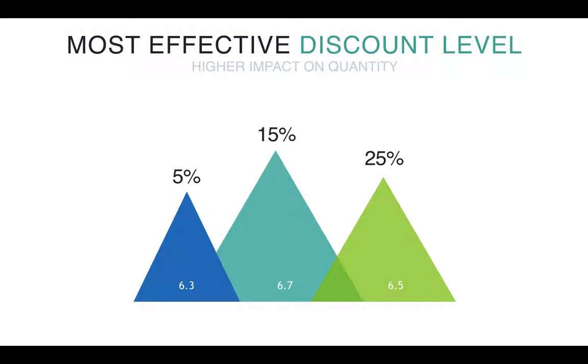Furthermore, we want to see which discount levels have a higher impact on quantity. With our statistical analysis, we saw that 15% discount is what is bringing a higher impact on quantity, with 6.7 extra products per order on average, followed by 25% with 6.5 extra products on average, and finally 5% with 6.3 more products per order. These 3 levels are the ones that we recommend should be applied more frequently than the others.